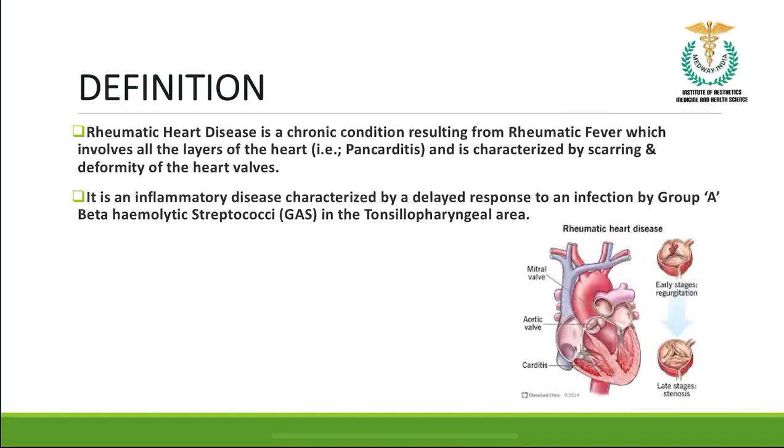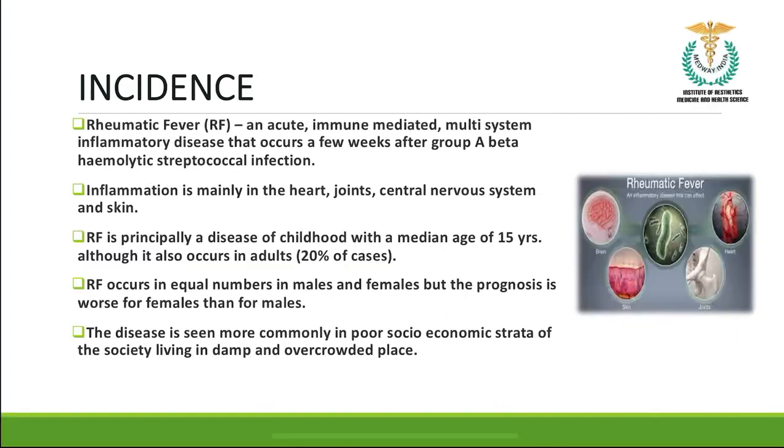It is also an inflammatory disease which is characterized by a delayed response to an infection. It is caused by an infection by group A beta hemolytic streptococci bacteria in the tonsillopharyngeal area. The tonsillopharyngeal area basically means the pharyngitis which is caused by the group A beta hemolytic streptococci bacteria. So this is the definition of rheumatic heart disease.